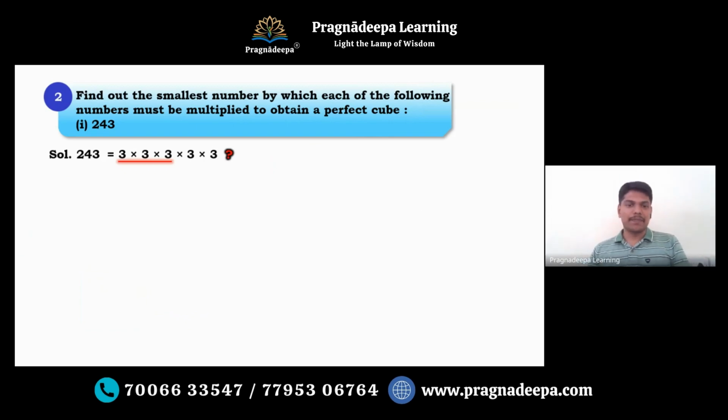Okay. Sorry. So if I multiply by which number, this 243 nearest becomes a perfect cube? Of course, 243 will never become a perfect cube, but which is the nearest number, when you multiply it to 243, becomes a perfect cube?